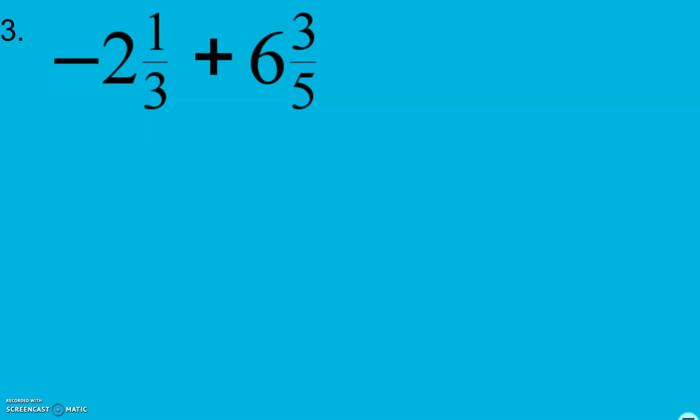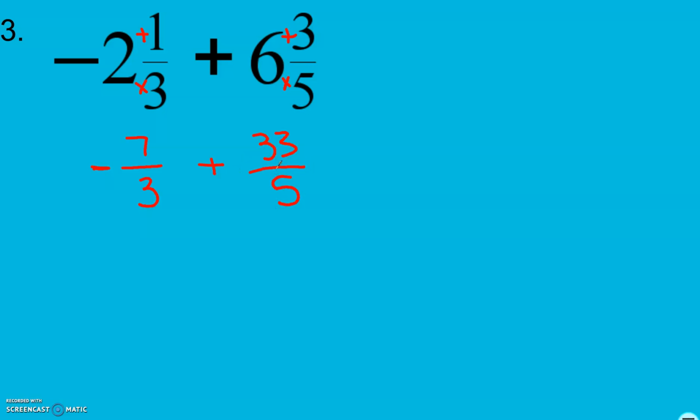In 3, again, here I have mixed numbers. So I'm going to switch from my mixed numbers to improper fractions by taking denominator times whole number plus numerator. 3 times 2 is 6 plus 1 is 7. I keep my denominator and I keep my sign. Here I take 5 times 6, denominator times whole number, then I add that numerator. So I get 33.